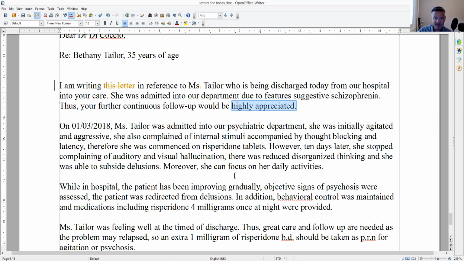And why would it be highly appreciated? Why would it not just simply be appreciated? Again, I've never seen this in any of the other samples. I don't know where you get it from.